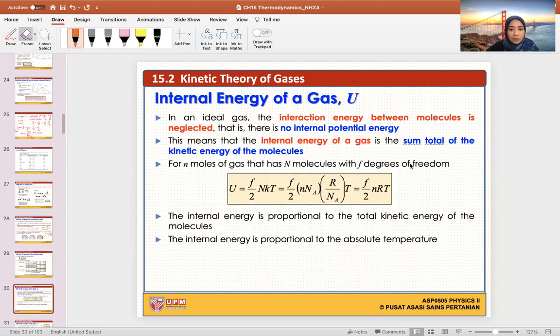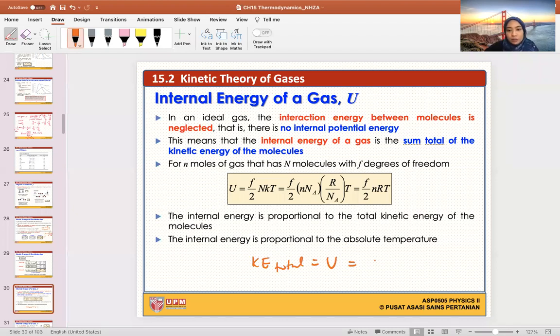We are done with that part. Now we go into internal energy of a gas, which is U. I talked about this in ideal gas. U equals 3 over 2 nRT. The equation comes from kinetic energy as well. If you still remember, KE total gives us U, the internal energy of a gas.